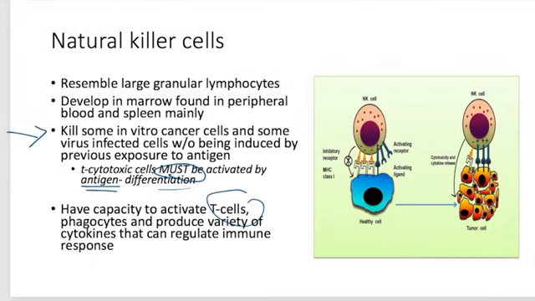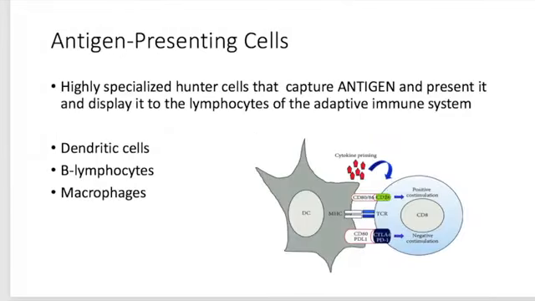We're going to talk about antigen presenting cells. So these are highly specialized hunter cells that capture the antigen and display it to lymphocytes of the adaptive immune system. The main antigen presenting cells are dendritic cells, B lymphocytes, and macrophages. And this is basically what happens. So here's a dendritic cell. We have antigen presenting, CD8 cytotoxic T cells will ultimately kill it. And then we also get memory from that.